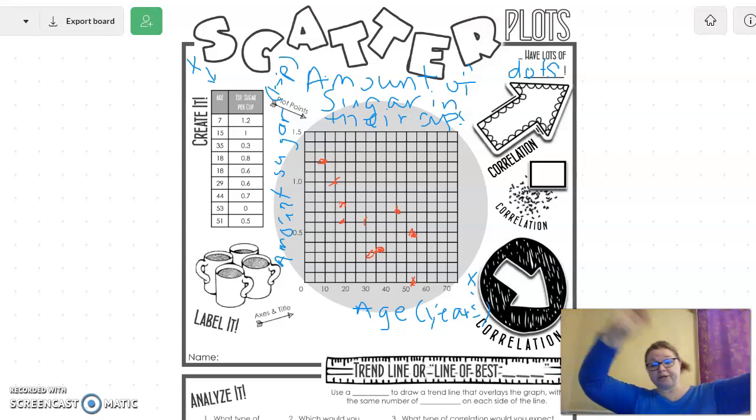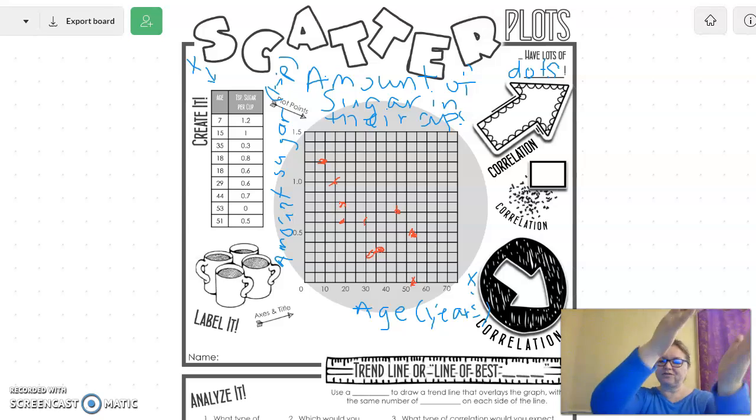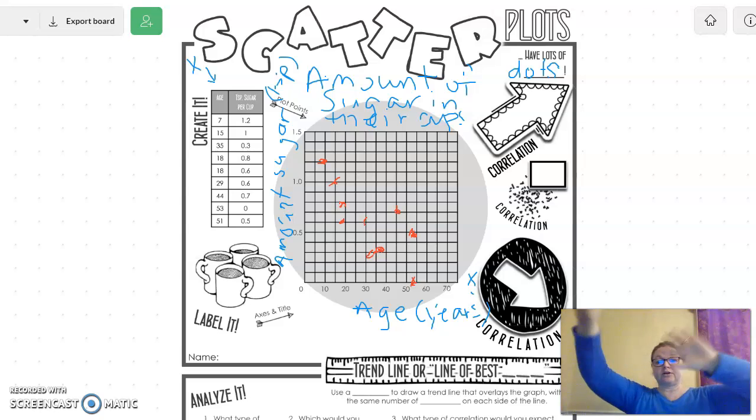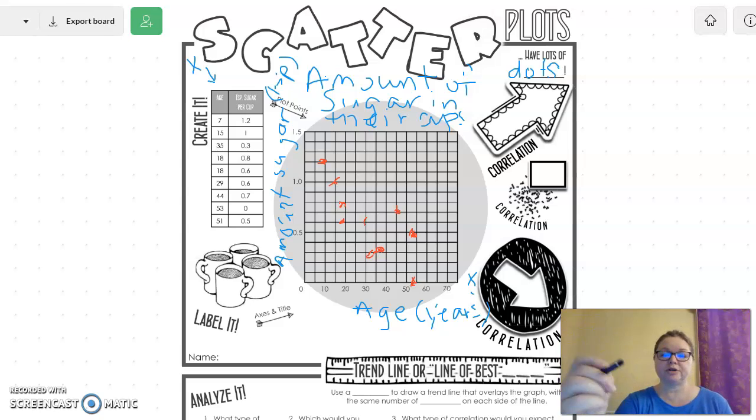They're all over the place, and we can't really find a line that could fit in between all of those points. So when you look at all these dots, you're saying, do they all kind of go down from left to right? Do they all kind of go up from left to right? Or are they scattered everywhere and there's nothing that I can see here that shows that they work together?